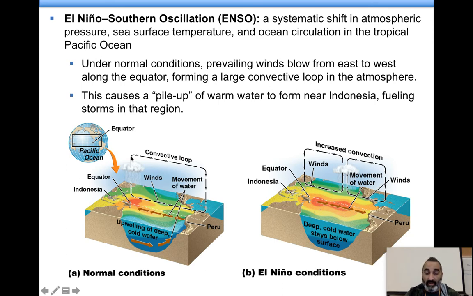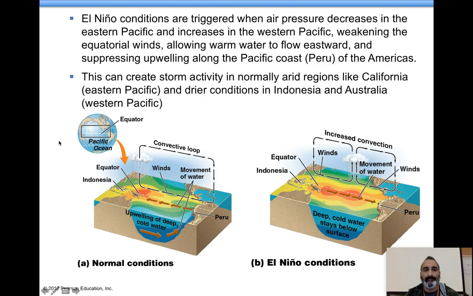So rain is normally expected in the Western Pacific during normal conditions, but in El Nino, nope. Good fishing during normal conditions here off the coast of Peru, bad fishing during an El Nino. Okay, so you have effects involving weather and you have effects involving fisheries and things of that nature due to El Nino conditions. All right. So goes over my explanation some more.